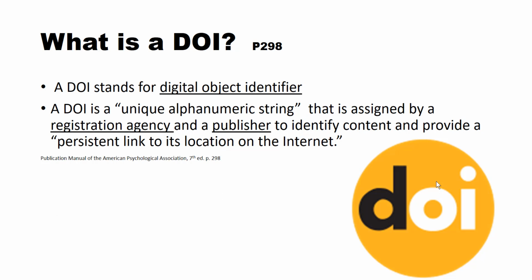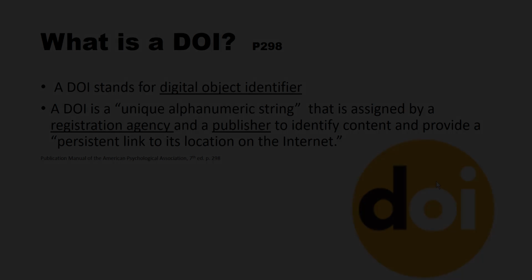But first we have to talk about what is a DOI. A DOI stands for Digital Object Identifier, and a DOI is a unique alphanumeric string that is assigned by a registration agency and the publisher to identify content and provide a persistent link to its location on the internet.